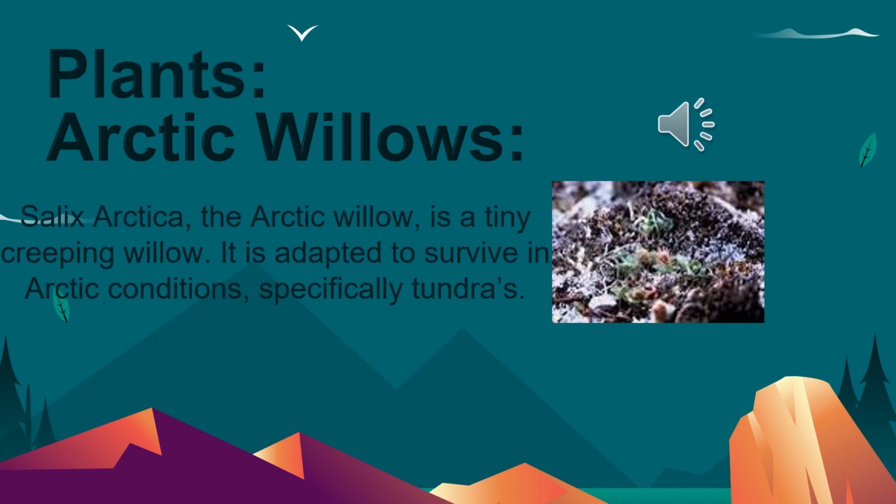Now we have plants. I wrote about only one type called Arctic willows, Salix arctica. The Arctic willow is a tiny creeping willow. It's adapted to survive in Arctic conditions, specifically tundras. The layer of soil beneath the surface stays frozen all the time. This is called permafrost. During the short cold summers, only the surface soil thaws. Because of the permafrost, we don't have many plants in the tundra. Arctic willows are the plants that grow most there.